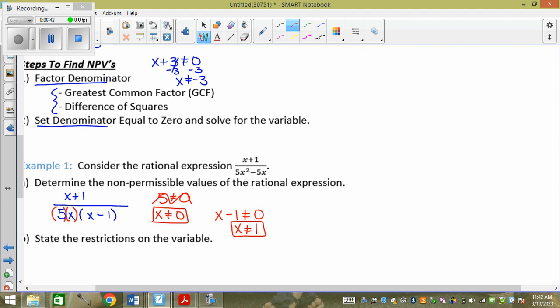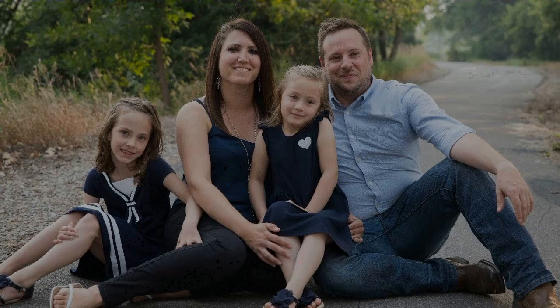If I plug 0 back into my denominator, 5 times 0 times negative 1 is 0, right? So this would create a 0 in my denominator, so I know I'm right. Then I try 1. 5 times 1 times 1 minus 1, what's 1 minus 1? 0. What's 5 times 1 times 0? 0. So my whole denominator becomes 0 again, correct? And I can't have it be 0. So those are my two NPVs.